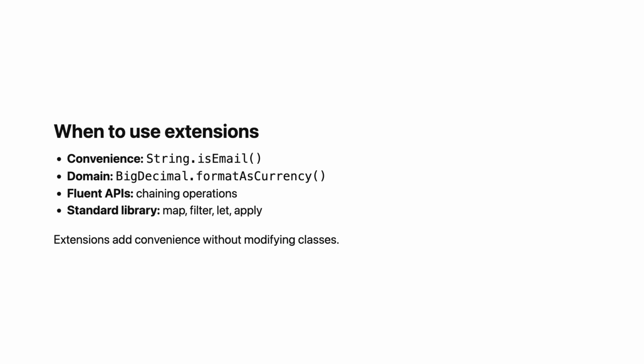Extensions shine in several scenarios. Adding convenience methods to library types: String.isEmail to check format, List.second to get the second element. Domain-specific operations: BigDecimal.formatAsCurrency, Date.isWeekend. Adapting types for your domain. Add methods that make sense in your context.